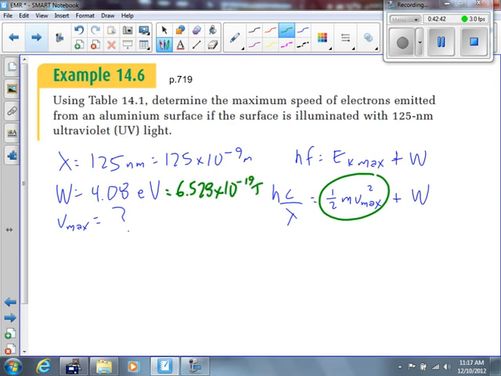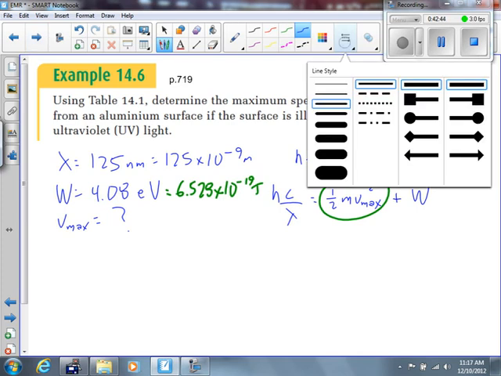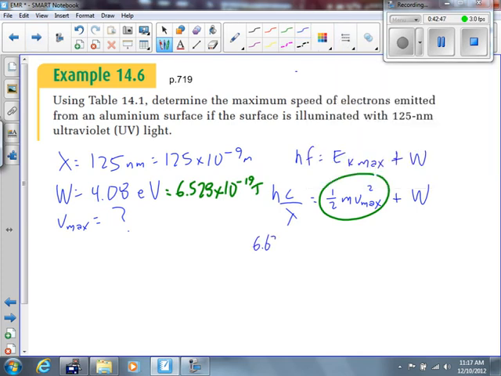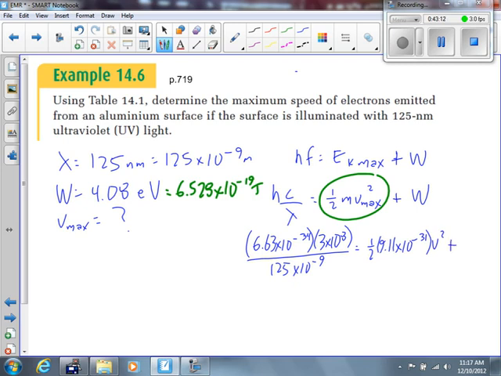Okay, so let's plug in some numbers now. Let's use the value of Planck's constant that always works. What mass do we use? It's been an electron that's been ejected, right? So let's use the mass of the electron. Now, mathematically, it's a little bit tricky here. Let's go through this on our calculator.